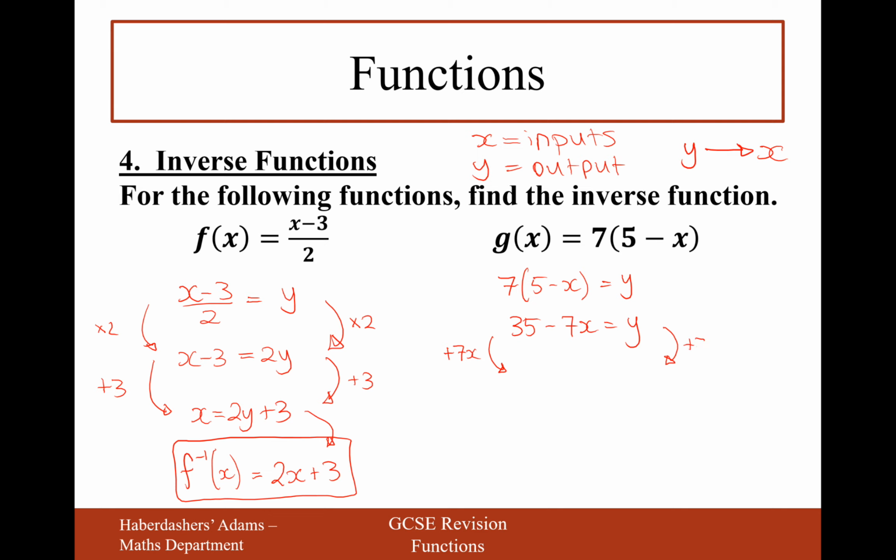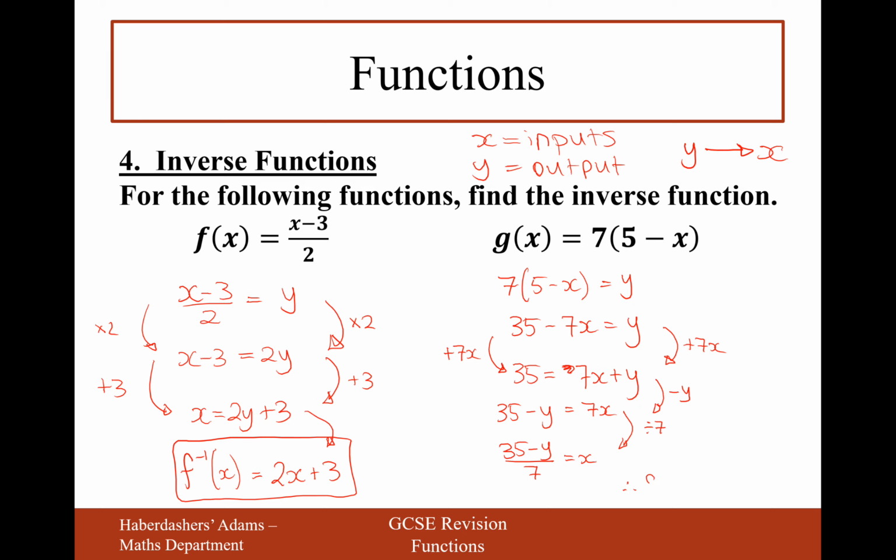So add 7x. If I'm making x the subject, I would ideally like it to be positive. So it's going to be 7x plus y. I'm making x equals here, so I'm going to now take away y from both sides. 35 take away y equals 7x. And the last thing I need to do is get rid of this multiply by 7, and I will do that by dividing both sides by 7. So 35 minus y over 7 is equal to x.